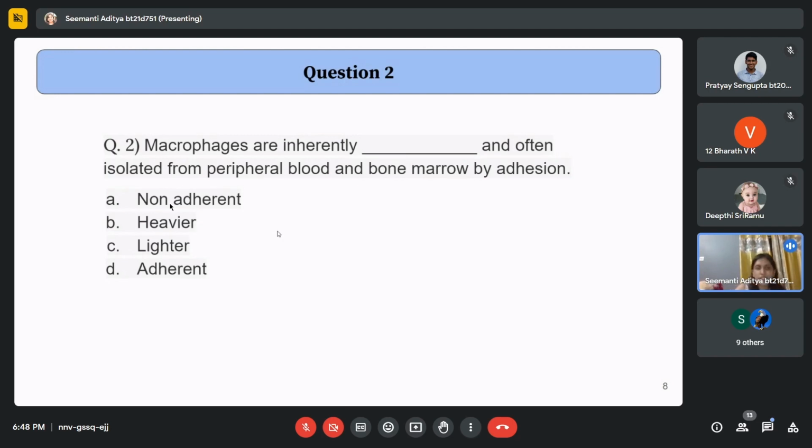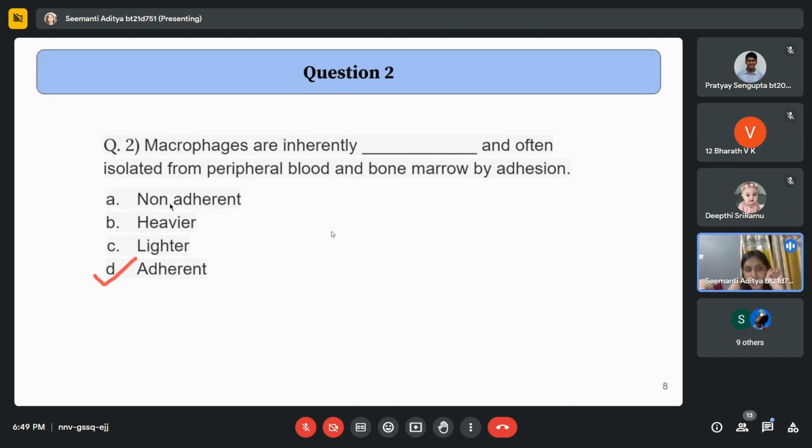Okay, so the answer for this is option D. Macrophages are actually adherent cells in the blood. In the body, they show phagocytosis, and they move very slowly because they are not going to roll. They get on the surface of the blood vessels, and then roll on the surface and find out where the foreign substances are, and then phagocytose them.